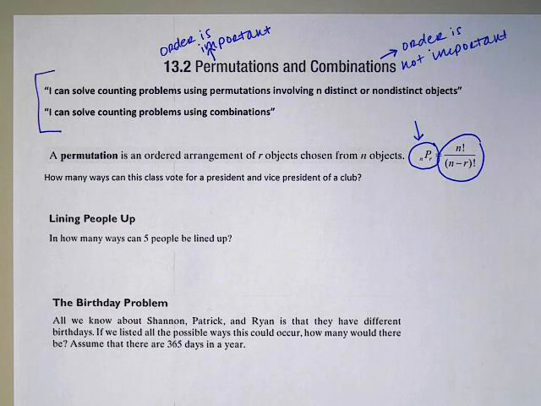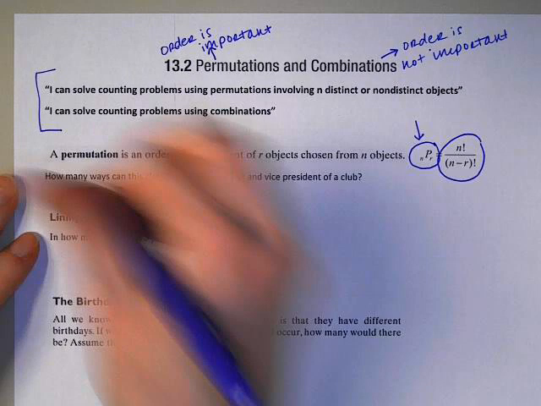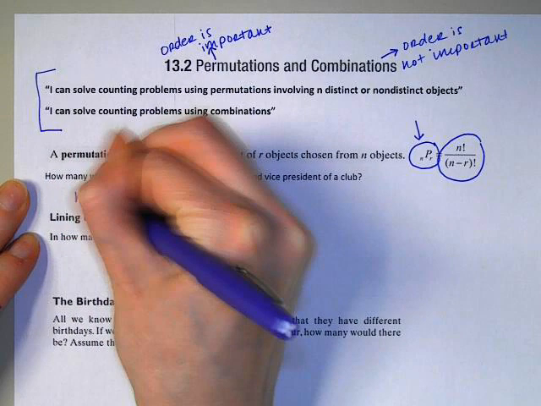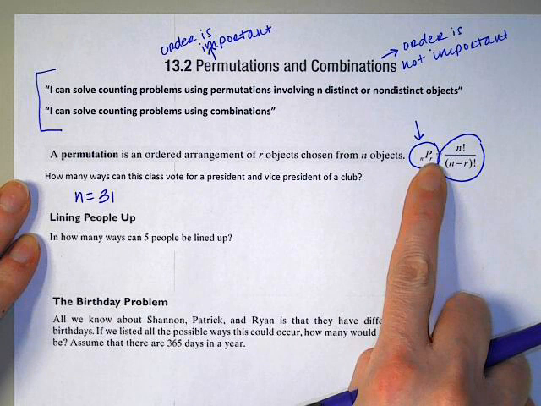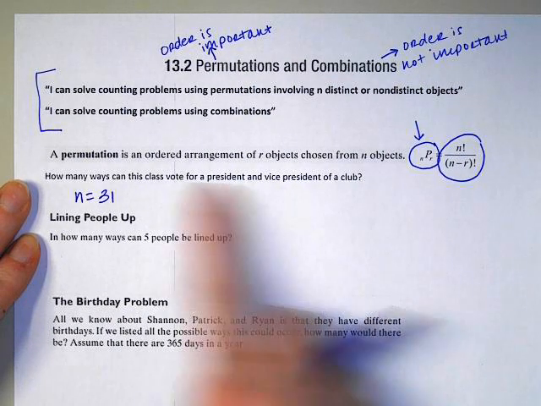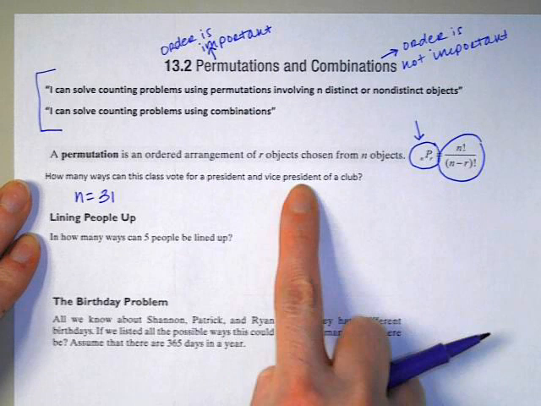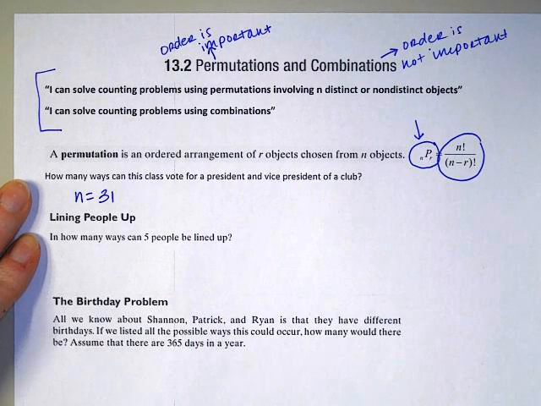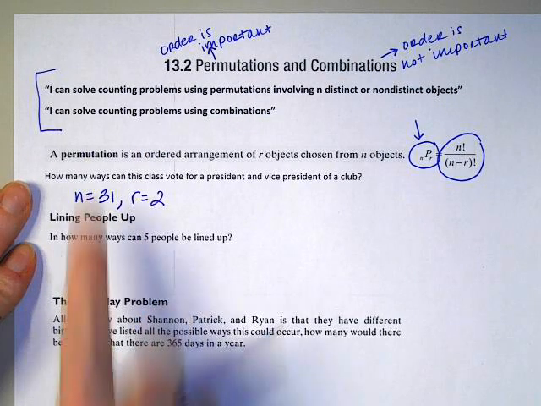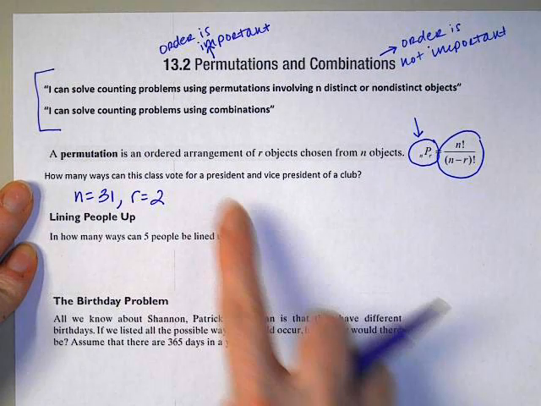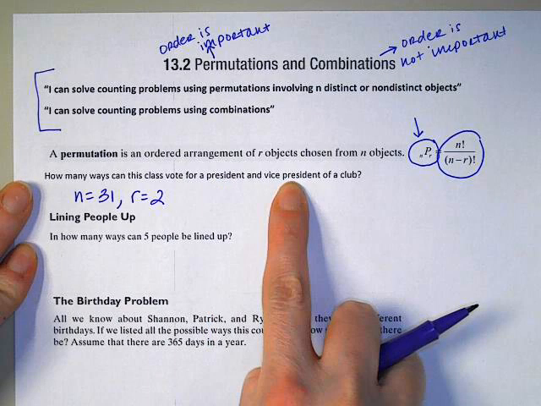So how many ways can this class vote for a president and a vice president of the club? So first let's figure out how many people we have in our class, and I will tell you that we have 31 students in our class. And then how many different objects are we choosing? Well, we're choosing two, right? A president and a vice president. Okay, so R would be 2. And this is a permutation because the order does matter, president versus vice president.